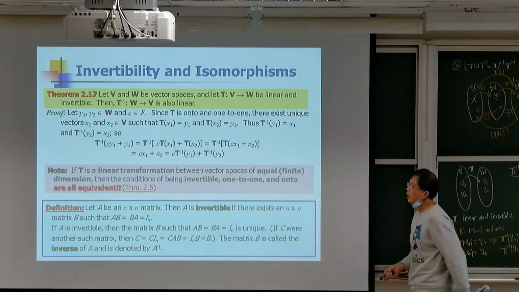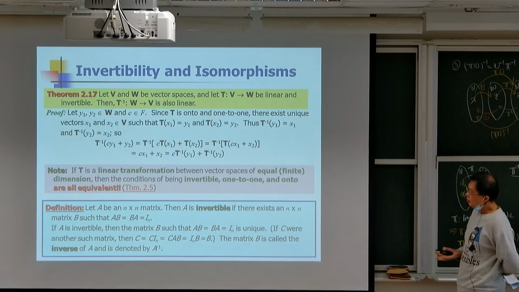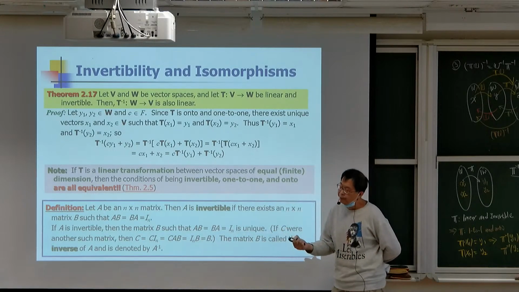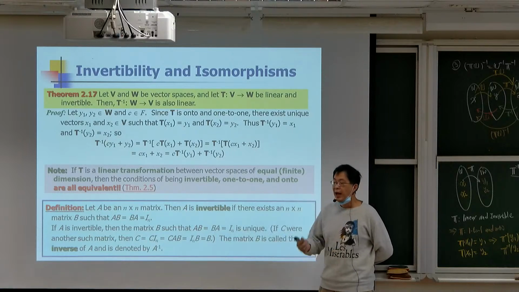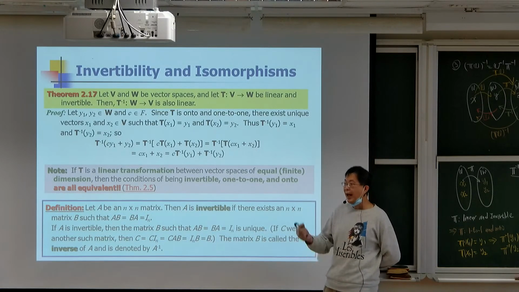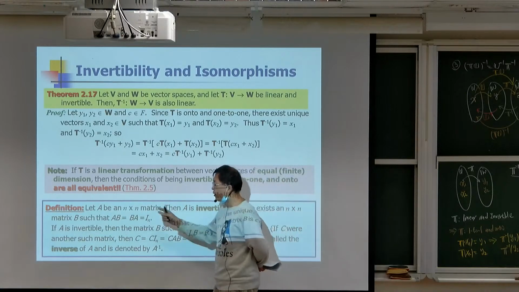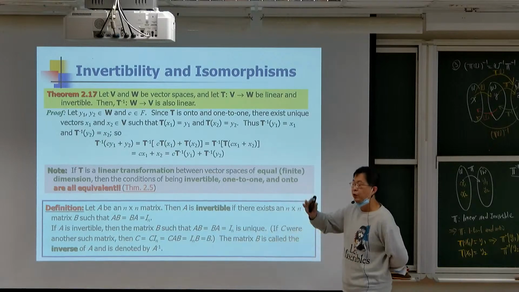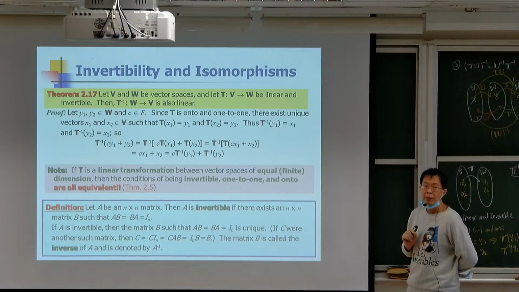Okay, so right now it's very straightforward that if I have this transformation, then I can have a corresponding matrix. So I have an invertible transformation, then I have an invertible matrix. And in addition to that, this matrix should be a square matrix because from V to W, both vector spaces are with the same dimension.